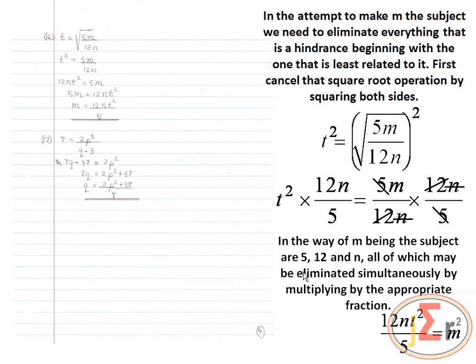So we have, taking the 12 as the coefficient, then taking the letters in alphabetical order, the n before the t squared, all of that over 5, and that is equal to m, and we will reverse the equation in order that the proposed subject will be on the left hand side.